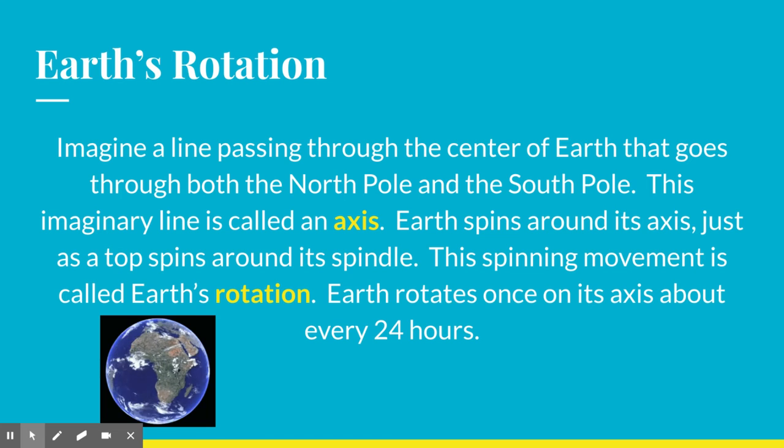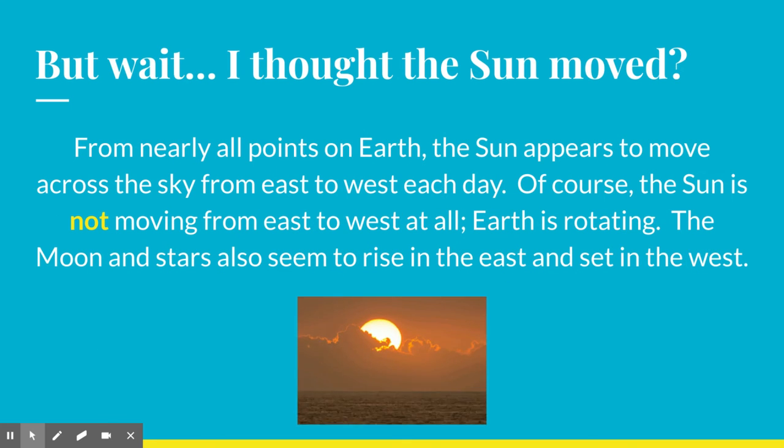So again, different from revolution. Revolution is around the sun. Rotation is just spinning in place. Earth rotates once around its axis about every 24 hours. So Earth's rotation makes a day. Okay, Earth's revolution makes a year. Rotation makes a day.